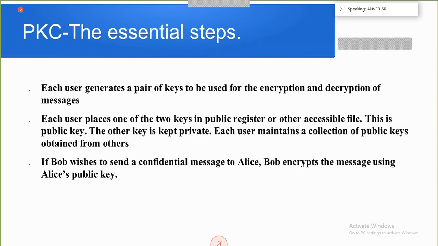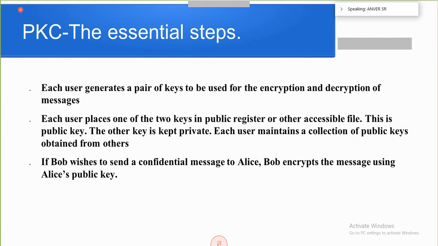Here, each user generates a pair of keys. If there are n users or n participants, there will be 2n keys, because every user generates 2 keys: his own private key and his own public key, which he publicizes. Each user generates a pair of keys to be used for encryption and decryption, and each user places one of the 2 keys in a public register or other accessible file. That is what we said; it is available in the public key certificates.